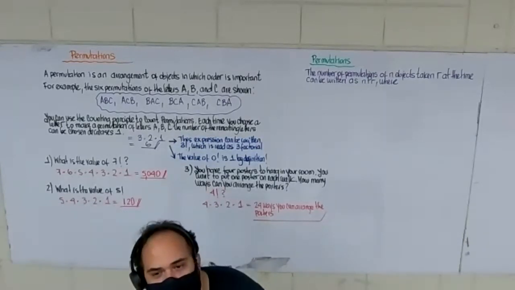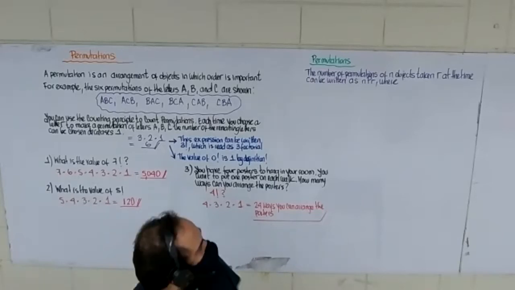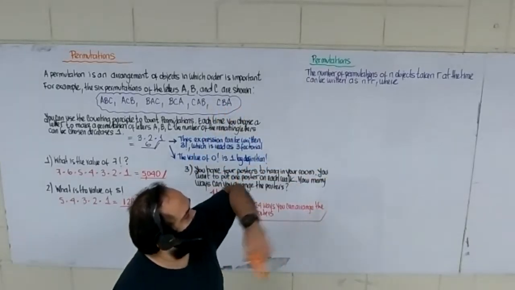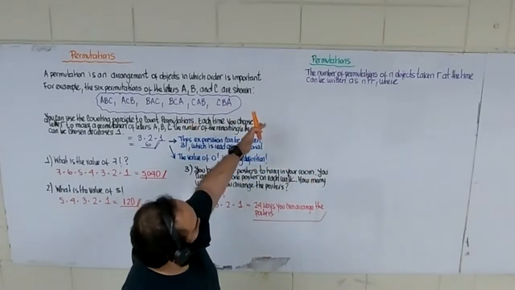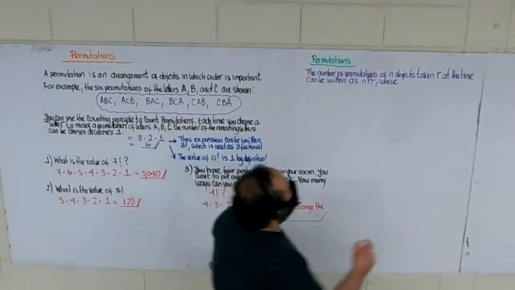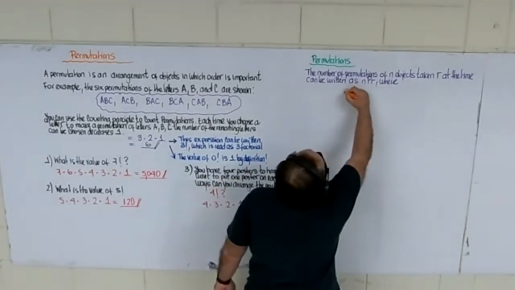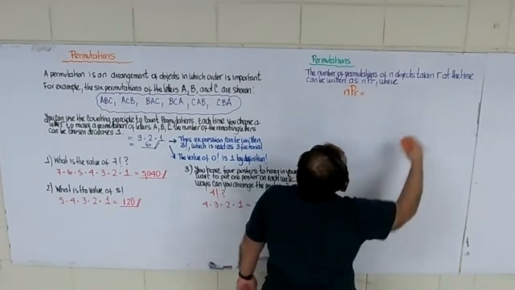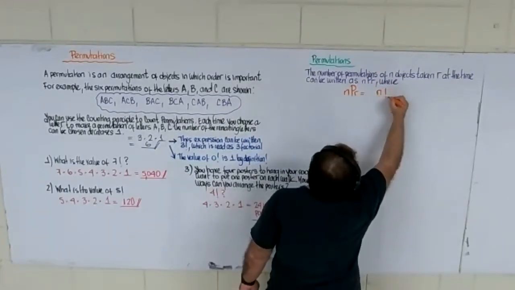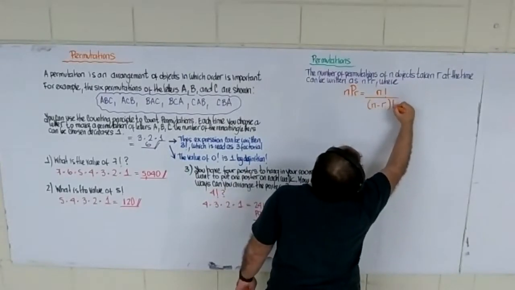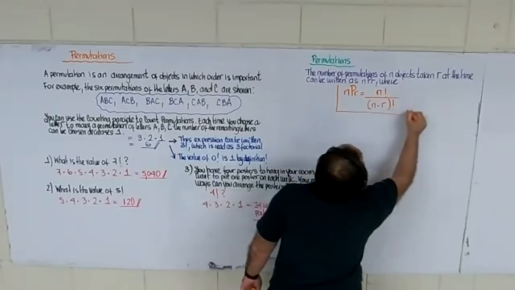So, once again, the number of permutations of n objects taken r objects at a time can be written as P(n, r), where this is the formula. And P(n, r) will be equal to n factorial over (n minus r) factorial.